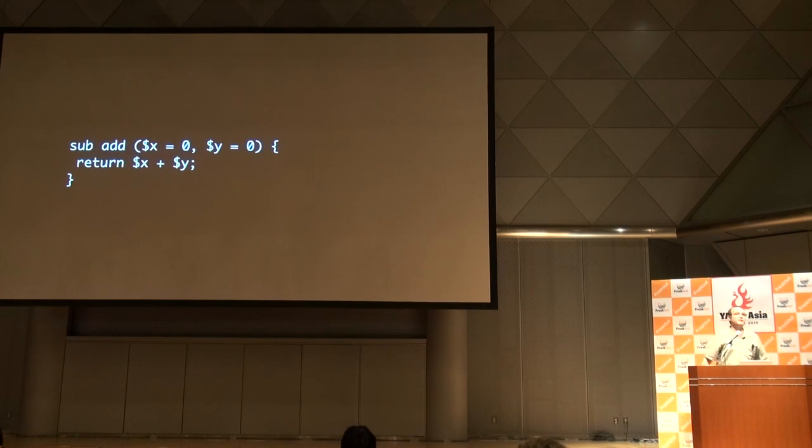Now, there's still a problem with this code. Why do I have to waste all this time computing x plus zero if y wasn't given? I have to do a whole addition operation? That's no good. What if I just say, if y isn't given, return x immediately? Never enter the body of the subroutine. That's good. And if it's good for y, it's good for x.